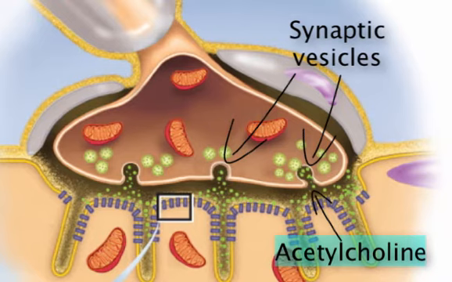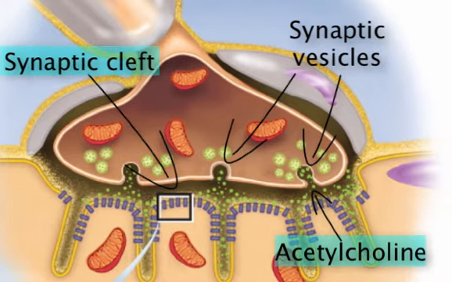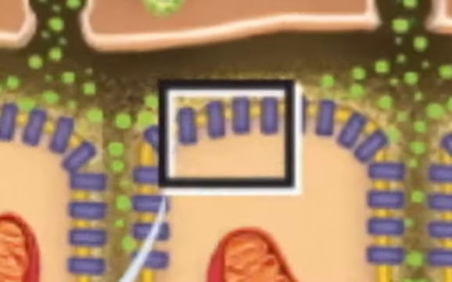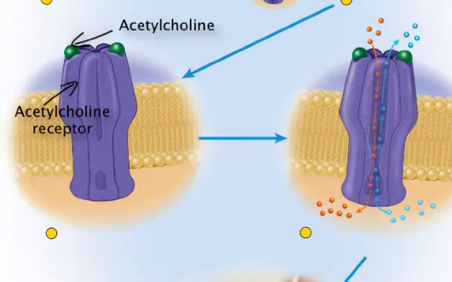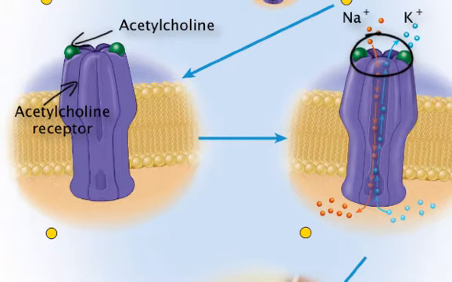This is released into the extracellular fluid between the neuron and the muscle fiber. This space is called the synaptic cleft. Diffusing across the cleft, acetylcholine binds to receptors on the sarcolemma, which is the muscle cell's membrane. The receptors are ligand-gated ion channels, and when they open, sodium ions diffuse in and potassium ions diffuse out.